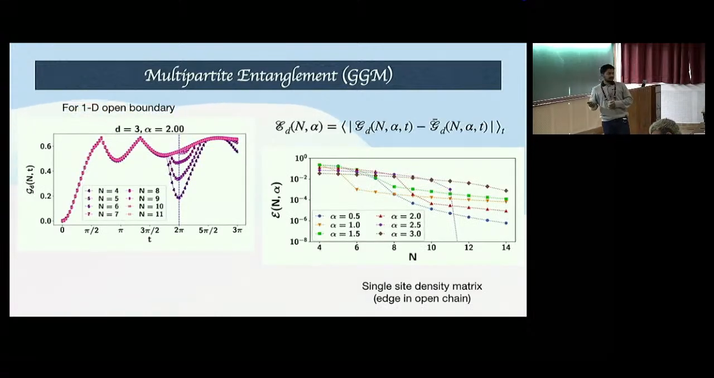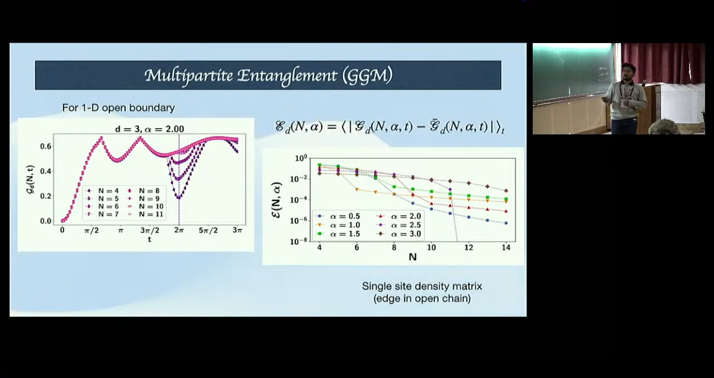Since there's a maximization over all bipartitions, we first see for small system sizes from which bipartitions the GGM comes. For the major part of the profile, it comes from a single-site density matrix, which in a periodic chain can be any site, but in an open chain, the edge one is the one which gives the maximum. This change reduces with system size. We found that it reduces exponentially, because there's a log scale on the y-axis.